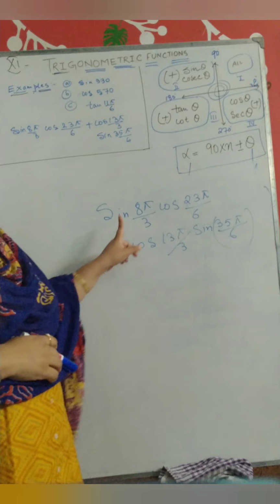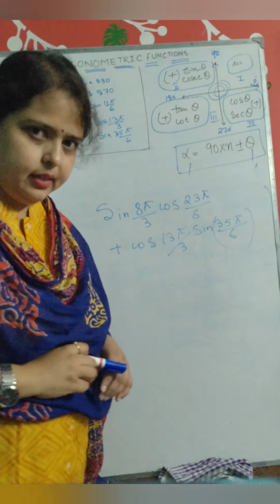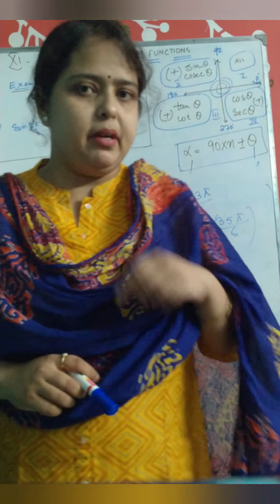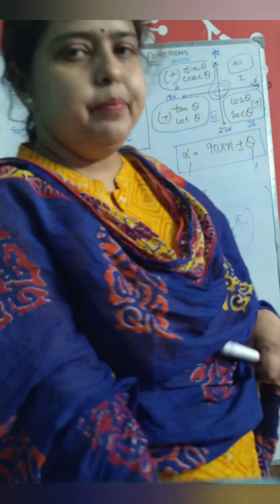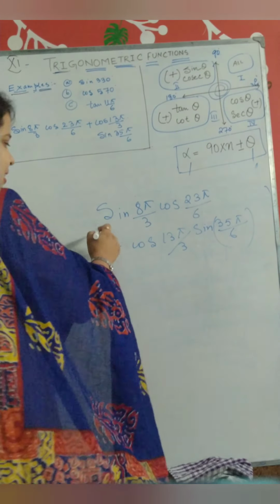What is the problem? All the 4 values are there and I have to solve it. Correct. 8 pi by 3. What is it? 8 pi by 3. Let's convert it to the best angle, the closest one. I know it.